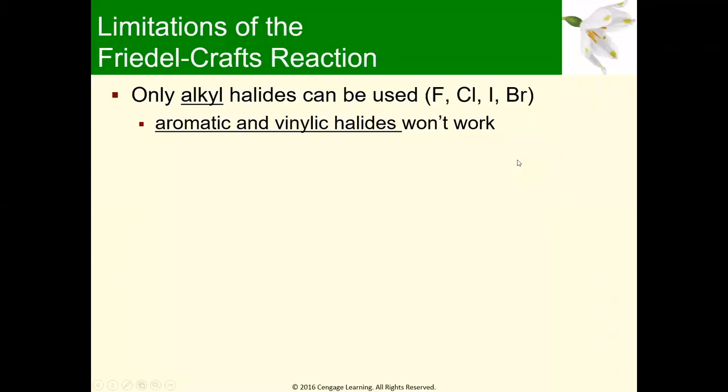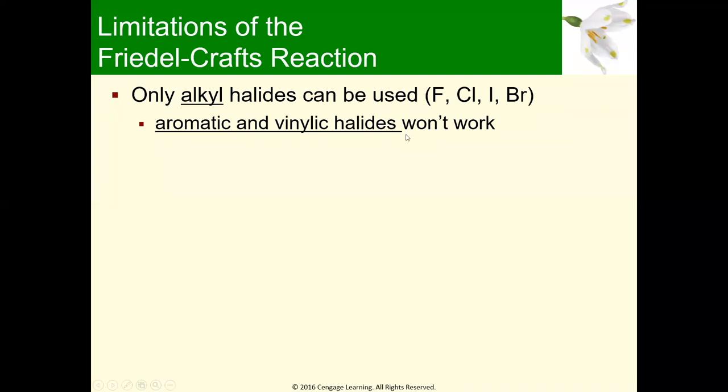Okay, so there are some limitations to this that we want to talk about. First of all, only alkyl halides can be used. I put this list because it can be any of those halogens. But the real limitation is that you cannot use an aromatic or vinylic halide. So like fluorobenzene or bromobenzene, you can't use that in a Friedel-Crafts reaction, nor could you use a vinylic halide. And remember, a vinyl group is where you have that double bond.